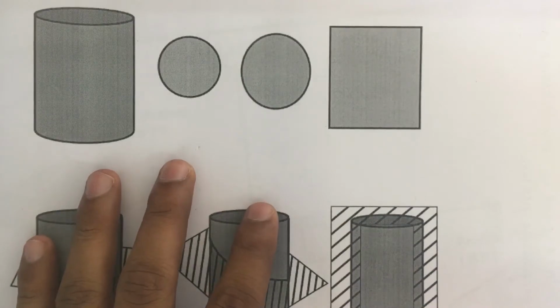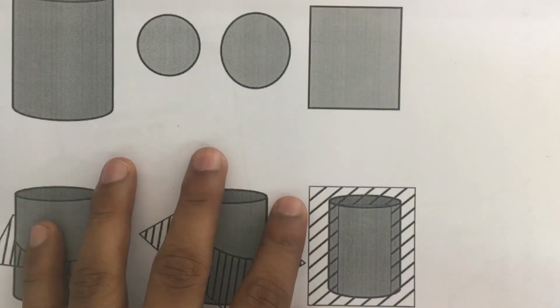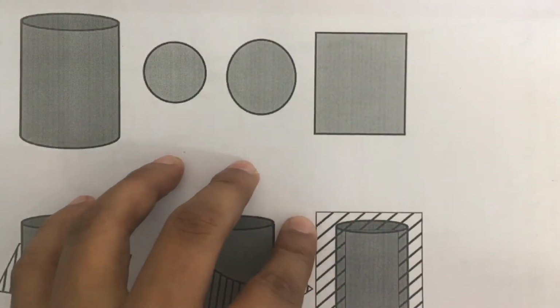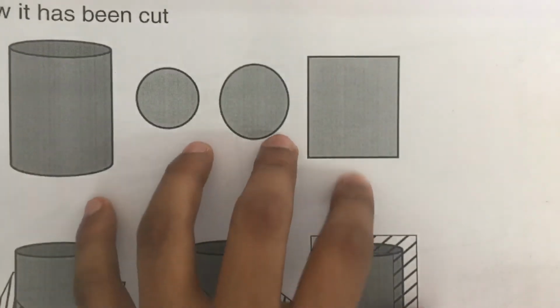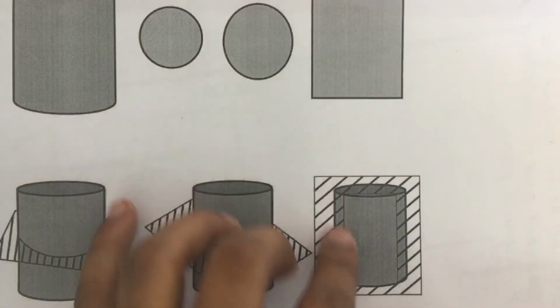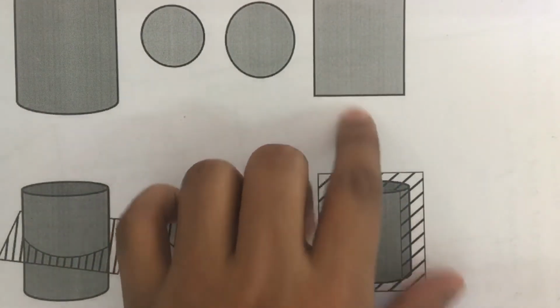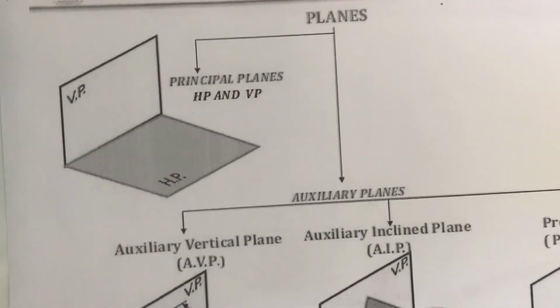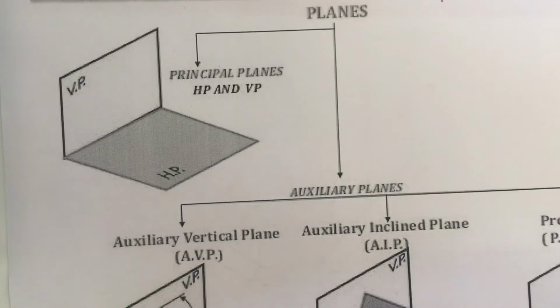Instead of a cutting plane inclined to HP, if I am taking a cutting plane inclined or parallel to VP, so I am taking a cutting plane parallel to VP here, I will get a rectangle in the front view. So depending upon the orientation of the cutting plane, we will get different shapes.